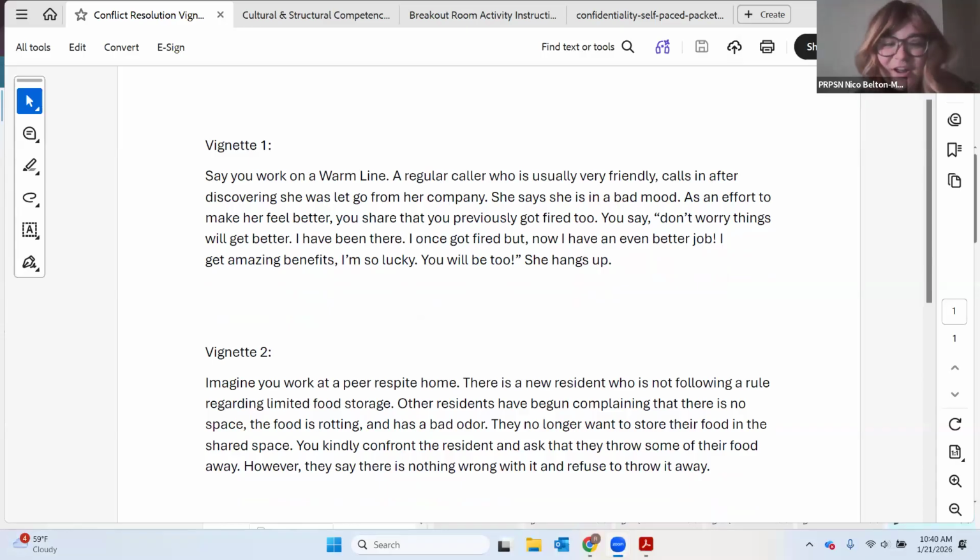A regular caller who is usually very friendly calls in after discovering she was let go from her company. She says she's in a bad mood. In an effort to make her feel better, you share that you previously got fired too. You say, "Don't worry, things will get better. I've been there. I was once fired, but now I have an even better job. I get great benefits. I'm so lucky, and you will be too." And then she hangs up.